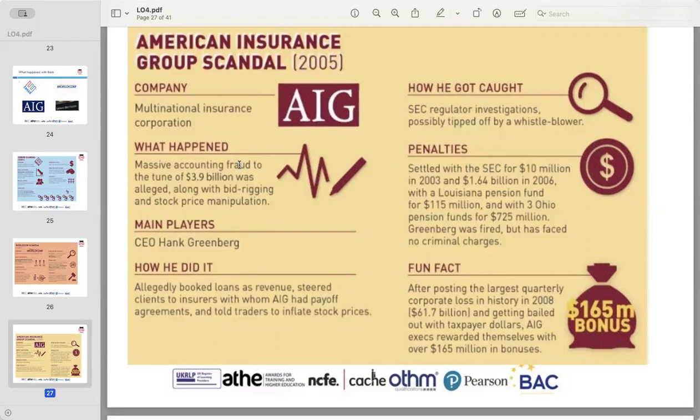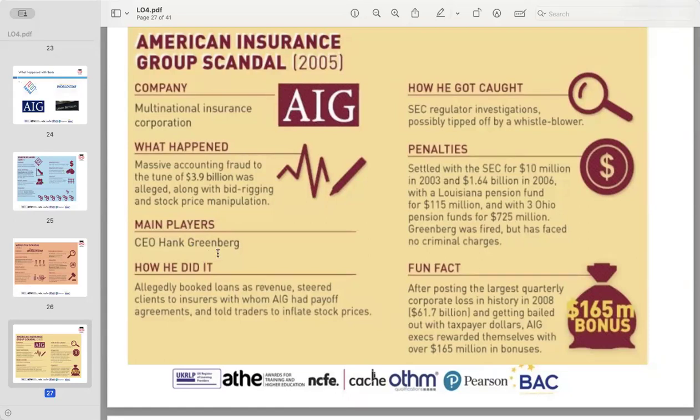So when did it happen? In 2005, the American Insurance Group scandal came to light, involving massive accounting fraud totaling 3.9 billion, along with allegations of bid rigging and stock price manipulation. CEO Hank Greenberg did it by directing clients to insurance with payoff agreements and instructing traders to inflate stock prices.